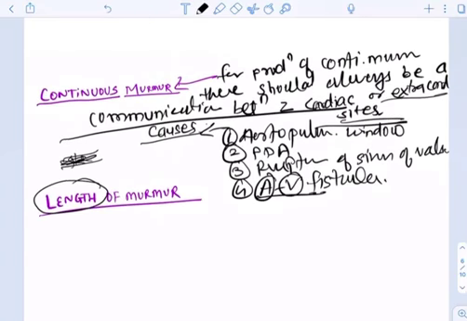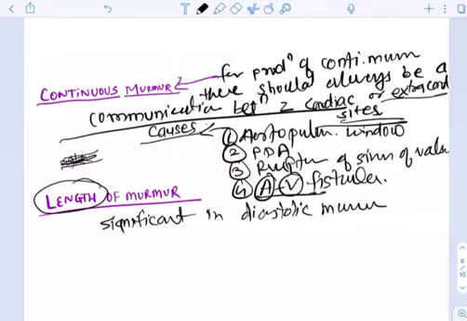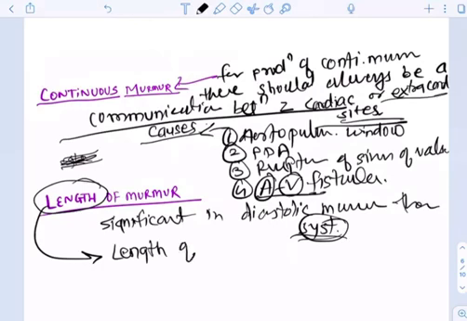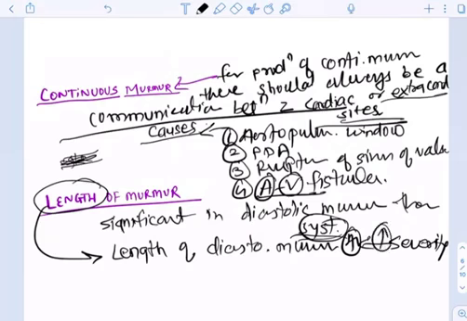Next component: we have seen the site of the murmur, now we are going to see the length of the murmur. Length of the murmur is significant in diastolic murmurs than systolic murmurs. What is the importance of length? If the length of a diastolic murmur increases, it indicates that the lesion is severe, so severity also increases. This is true mainly for diastolic murmur rather than systolic.